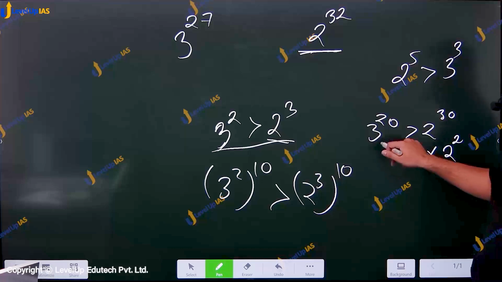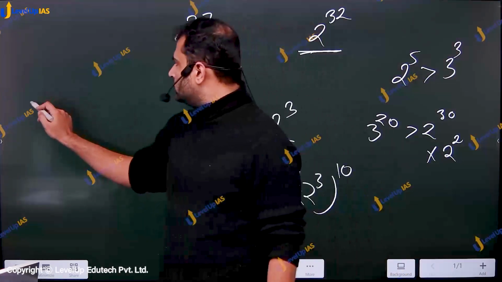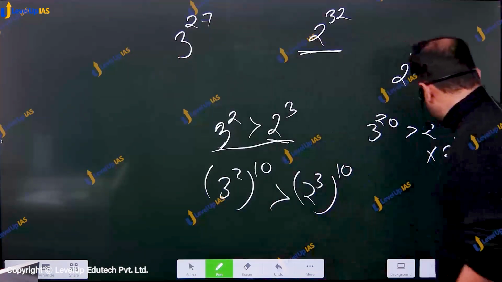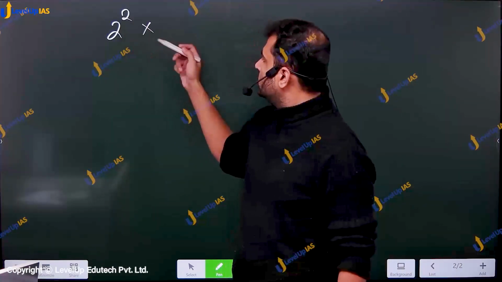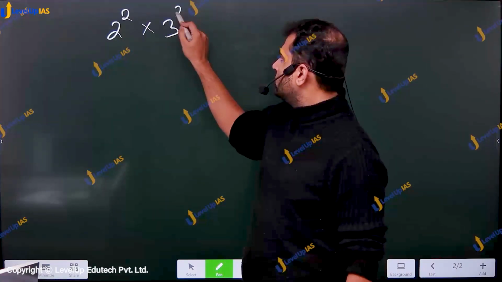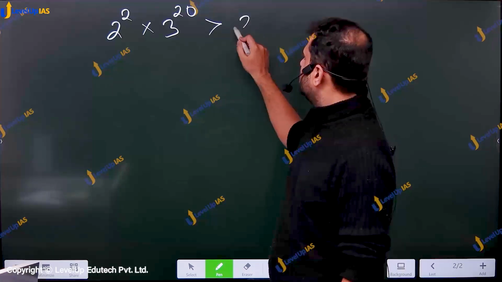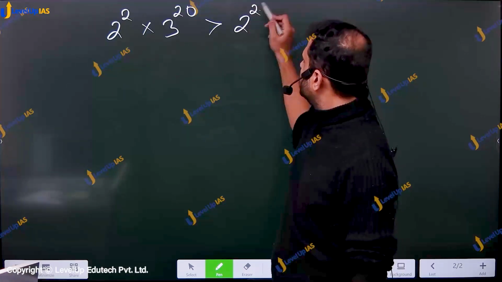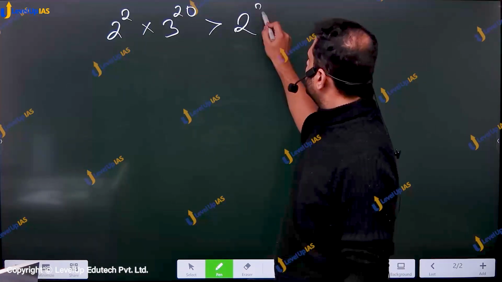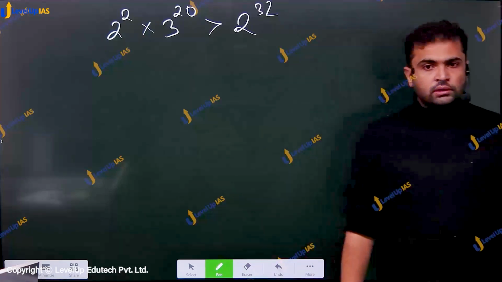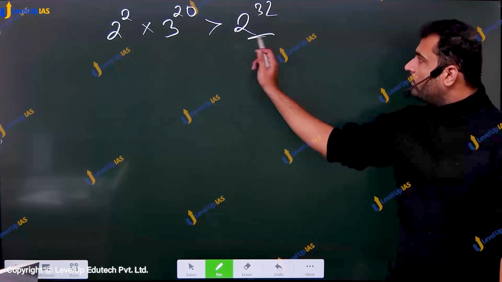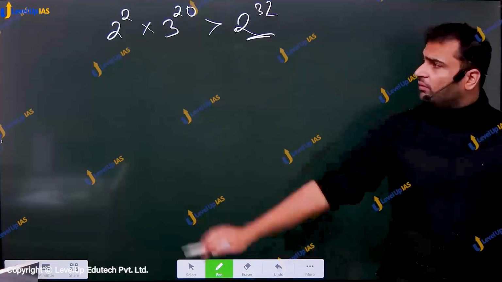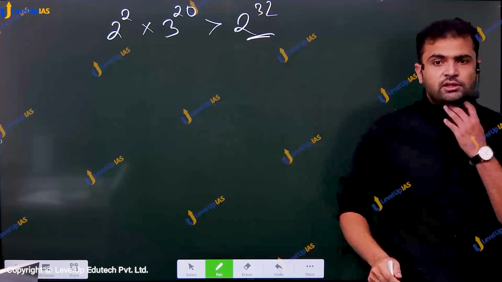Let us go to next page. What do I have? 2 raised to 2 into 3 raised to 20 is greater than 2 raised to 32, na? Is what we arrive at. Now we arrive at the required destination and we have a number which is definitely greater than this number.